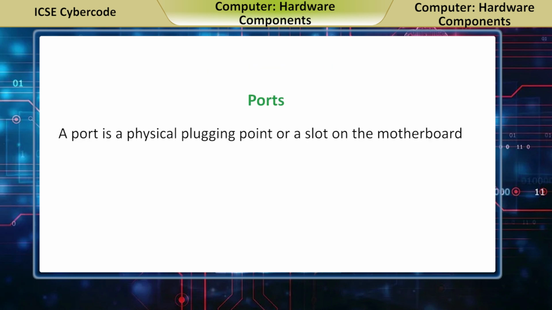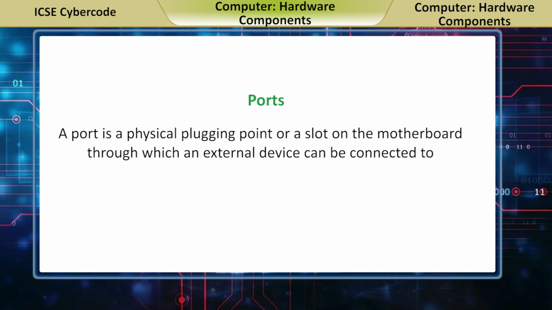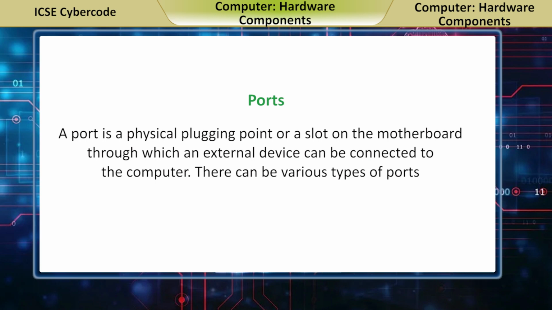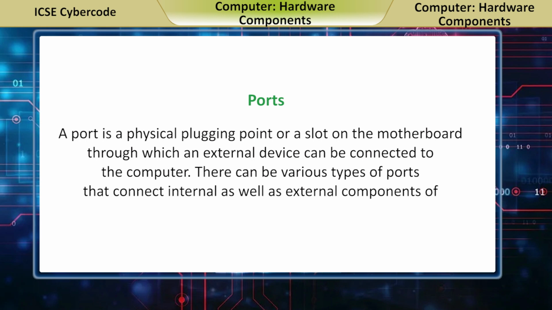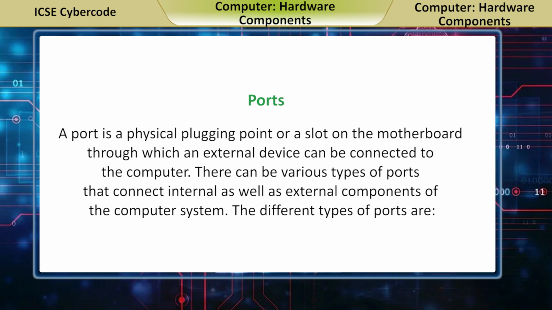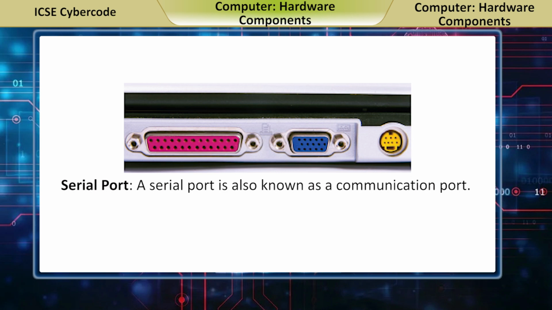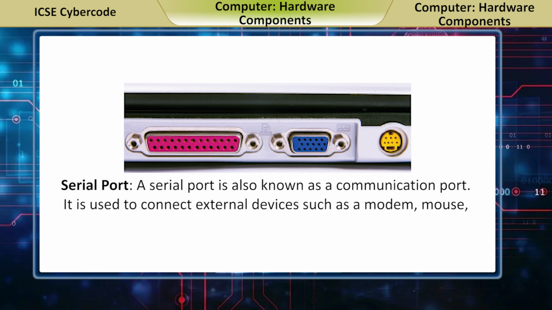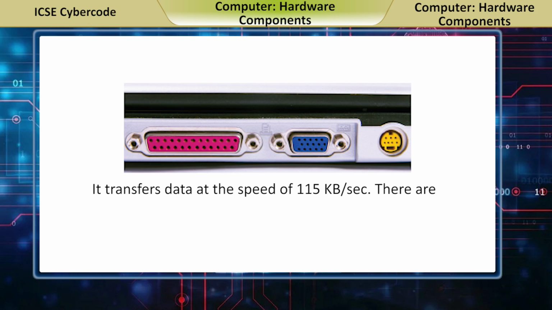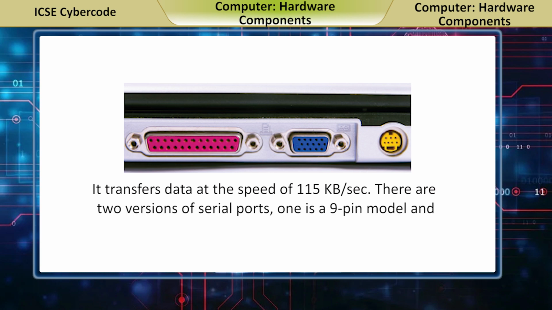Ports. A port is a physical plugging point or a slot on the motherboard through which an external device can be connected to the computer. There can be various types of ports that connect internal as well as external components of the computer system. The different types of ports are serial port. A serial port is also known as a communication port. It is used to connect external devices such as a modem, mouse, or keyboard to older PCs. It transfers data at the speed of 115 kilobytes per second. There are two versions of serial ports. One is a 9-pin model and the other one is a 25-pin model.